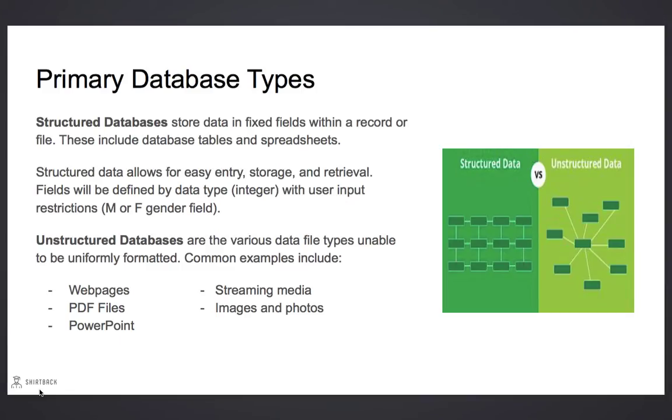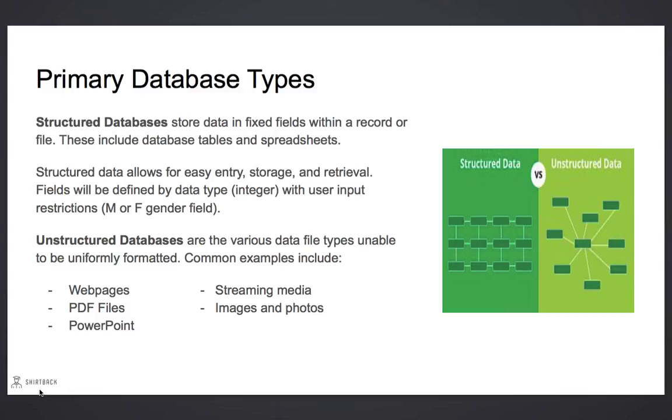We'll begin the lesson by discussing the two primary database types. Our first database type are structured databases. Structured databases can store data in fixed fields within a record or file. Common structured database types include tables and spreadsheets. Structured data allows for the easy entry, storage, and retrieval of data by users. Fields will be defined by the data type with user input restrictions.